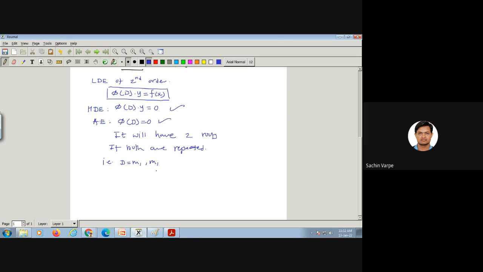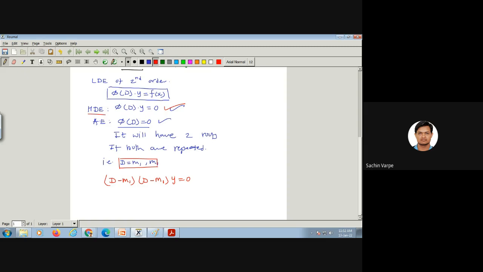Okay. Then what is the factored form of this phi of D in case of these roots? Or we can write this homogeneous differential equation into its factored form. Will it be like this? (D minus m1) into (D minus m1) into y is equal to 0. Is it correct? Yes, sir. This is the factored form of the homogeneous differential equation.